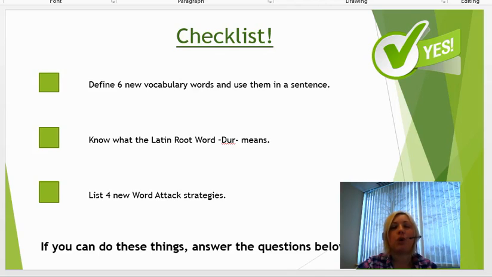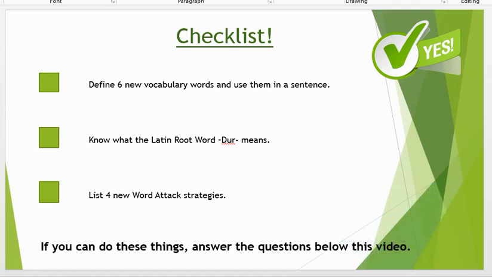Secondly, know what the Latin root word der means. Do you know what it means? And thirdly, can you list 4 new word attack strategies? If you can do all of these things, then answer the questions below this video.